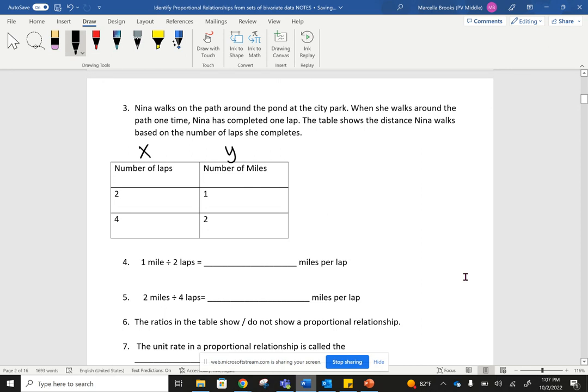So basically what we're doing is finding the unit rate. So we're going to do Y over X, because that's how we find the unit rate. So 1 divided by 2, 1 mile, 2 laps, equals 0.5. 2 miles, 4 laps also equals 0.5. So we did that already. Up here we found out it's 0.5.